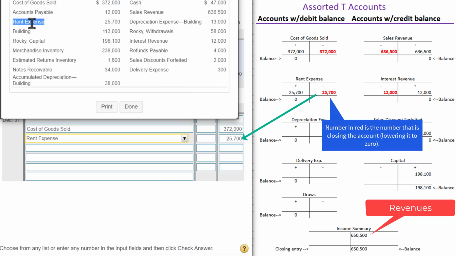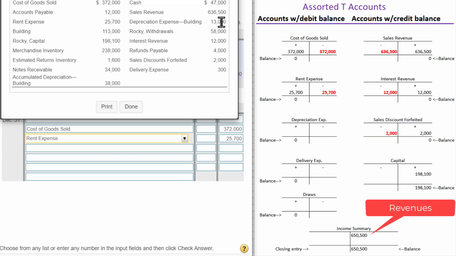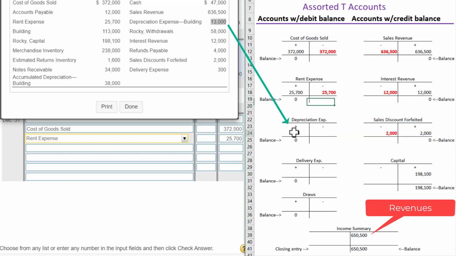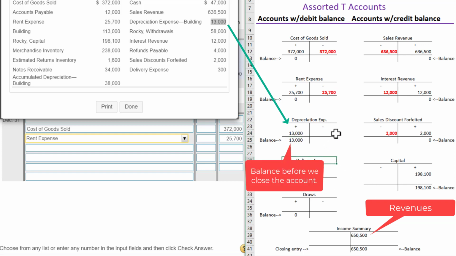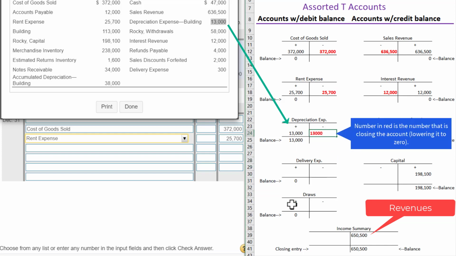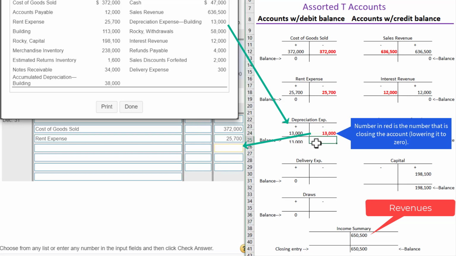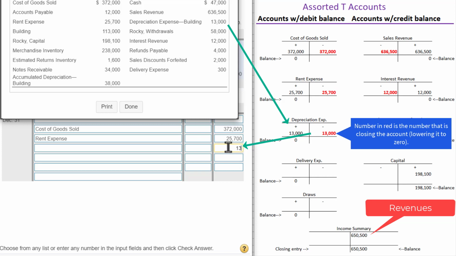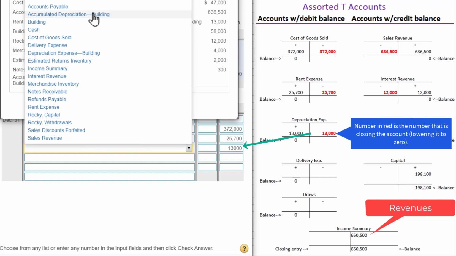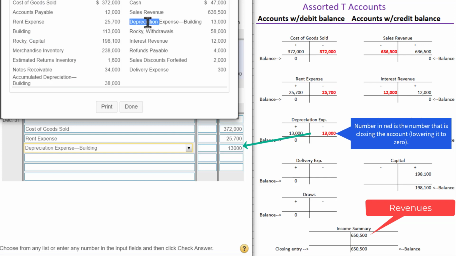All right. So after rent expense, do we have any other expenses? We've got, here we go, depreciation expense, $13,000. So I'll put that in the T account so we know what it looks like visually before we close it. So how do I close an account that has a debit balance? I need to lower it with a credit balance. So the 13,000 is my credit amount, and that is a depreciation expense on the building. All right, so we've done depreciation expense.